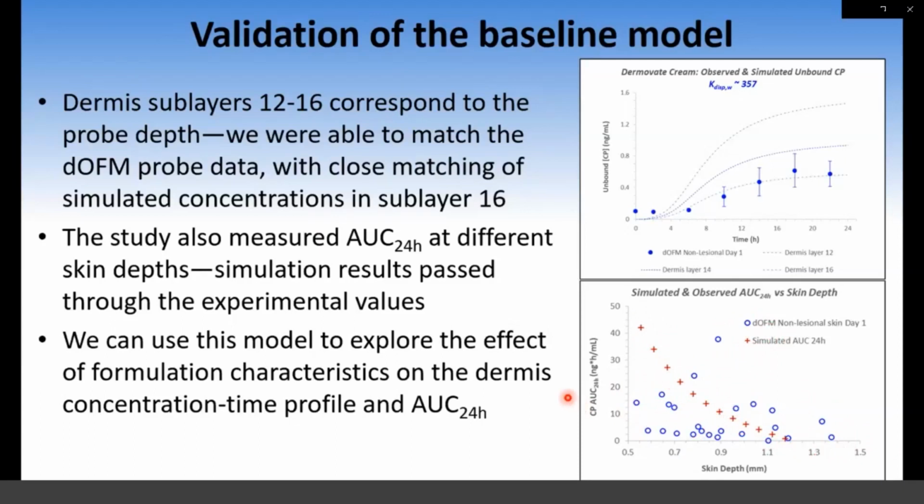So we said this was a good validation of our baseline model. And now we can use this model to start to explore the effects of formulation characteristics on the dermis concentration-time profile and on the 24-hour AUC in the dermis.